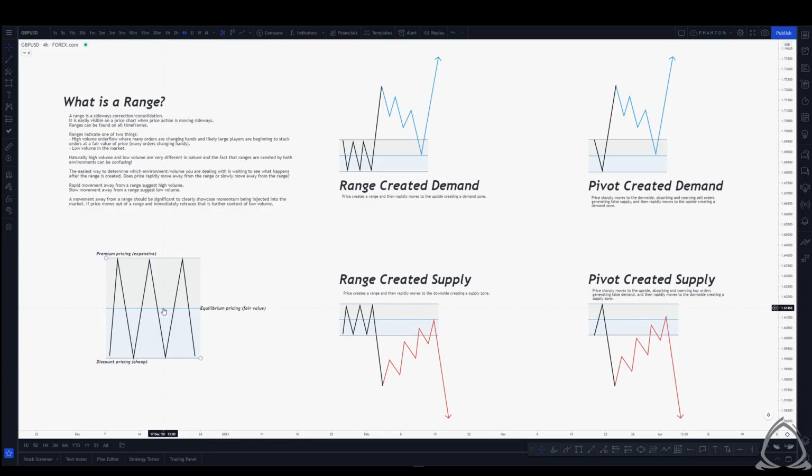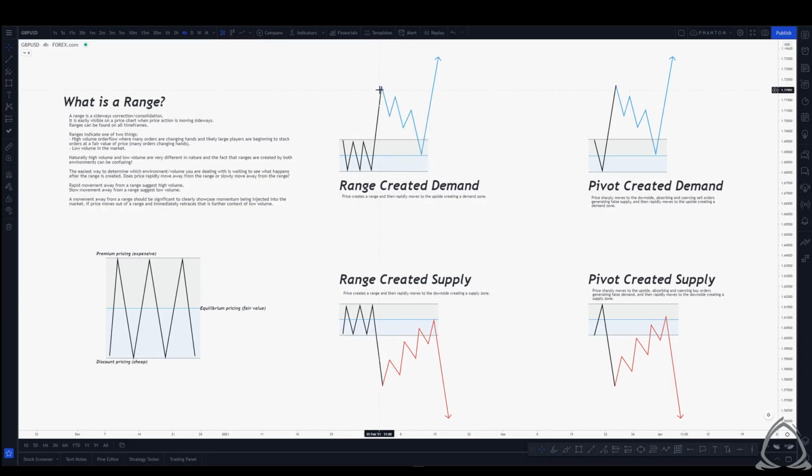Now, what we see when we are looking for a demand or supply zone that is created from a range, we're looking for that rapid expansion away out of that range, whether it's to the upside or the downside. So if we're looking at range created demand, what we see is a sideways range, and then we see a rapid expansion to the upside, and then a move back in to that overall demand zone.